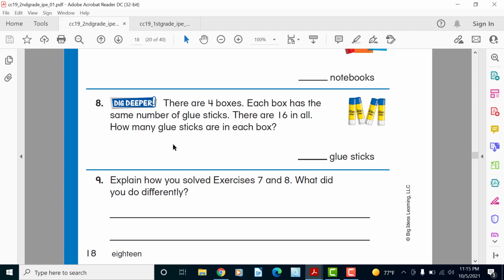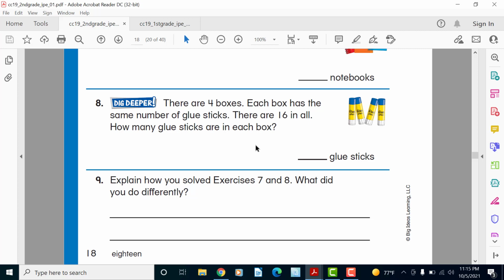Draw 4 boxes. And then here's what I would recommend. You've got 16 glue sticks, not 16 in each box, 16 in all 4 boxes. They're spread out through all the boxes, but each box has the same number. So here's my recommendation, is put 1 glue stick per box at a time. So do 1 glue stick in the first box, 1 glue stick in the second box, 1 glue stick in the third box, 1 glue stick in the fourth box.